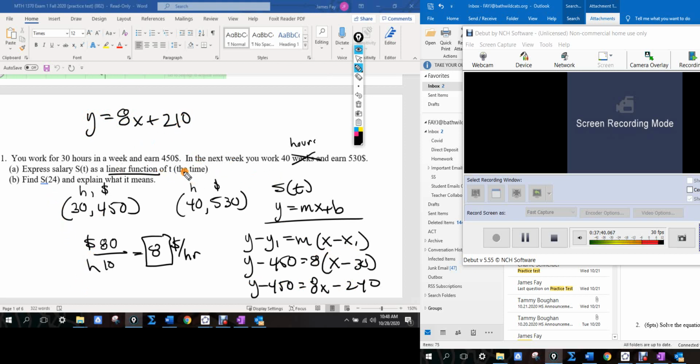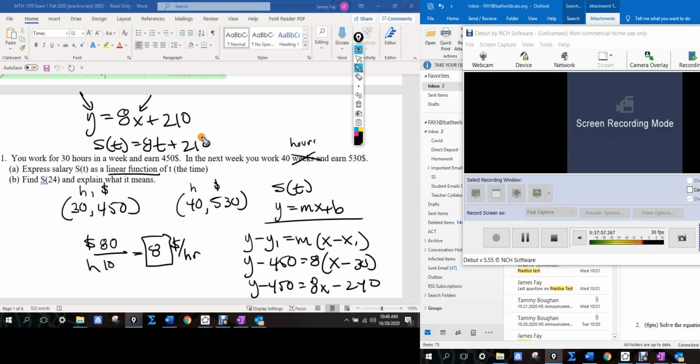So now they want me to write it in terms of S and T. So this was my money. This was my hours, right? So hours is the time. So I'm going to rewrite this as S of T is equal to 8T plus 210. It's just redefining my variables.